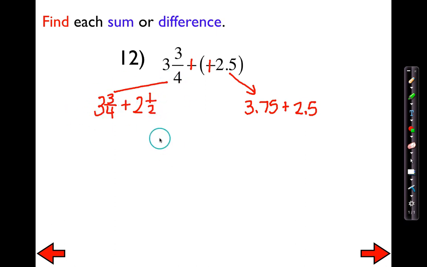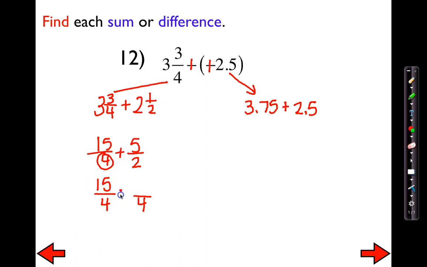So here let's go ahead and practice the fraction way. 4 times 3 is 12, plus 3 is 15, so we have 15 over 4. Plus, here, 2 times 2 is 4, plus 1 is 5. So now that we have improper fractions, let's go ahead and turn them into common denominators. I'm going to say 4 is definitely bigger than 2. And guess what? 2 can be multiplied to give me 4, so that's going to be my lowest common denominator. 4 is already a 4, so this 15 is not going to change.